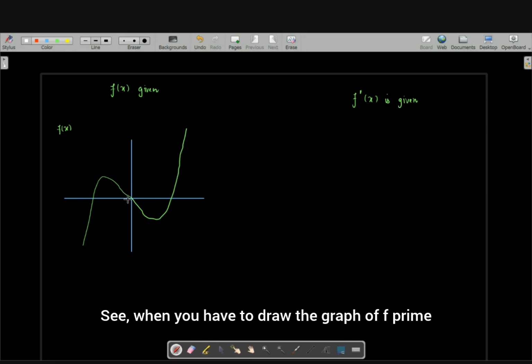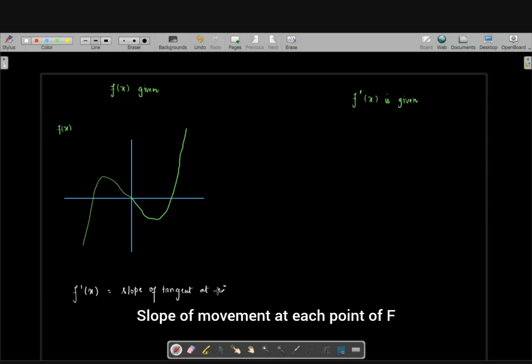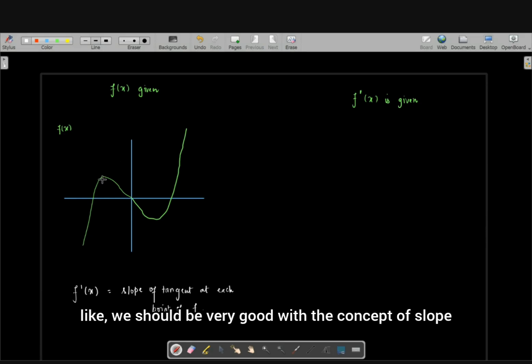See, when you have to draw the graph of f prime, that means the derivative. Derivative means what? Derivative means the slope of the tangent at each point. That is the geometrical meaning of the derivative: slope of tangent at each point of f. So that's what we will do. We should be very good with the concept of slope.